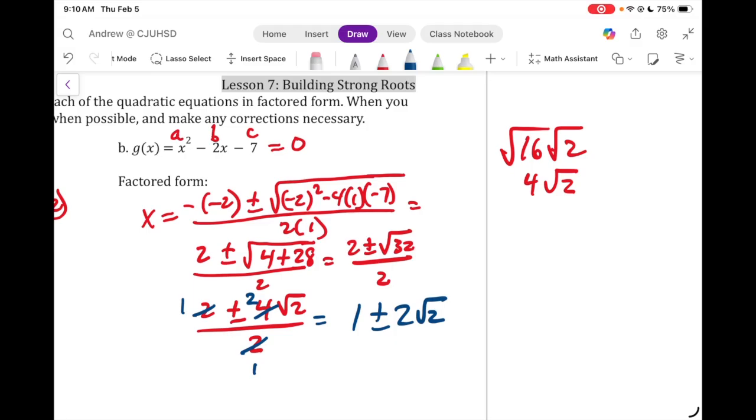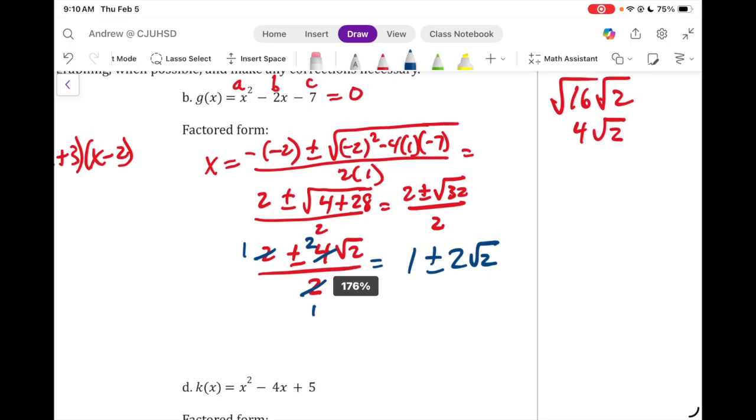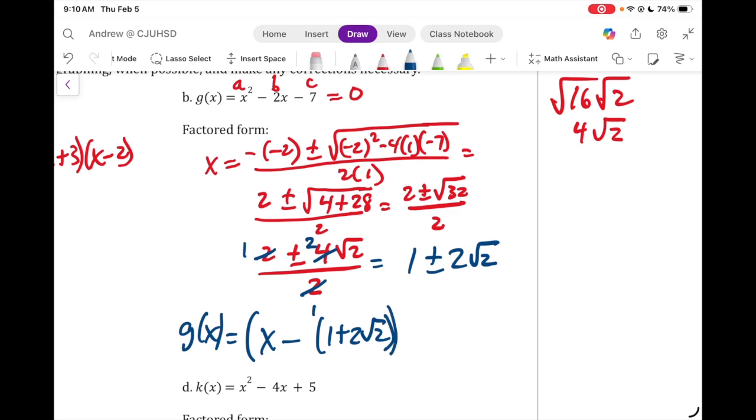Okay, we still haven't written it in factored form yet. So here's one way to write it in factored form. g of x could be written as x minus 1 plus 2 root 2, and x minus 1 minus 2 root 2.